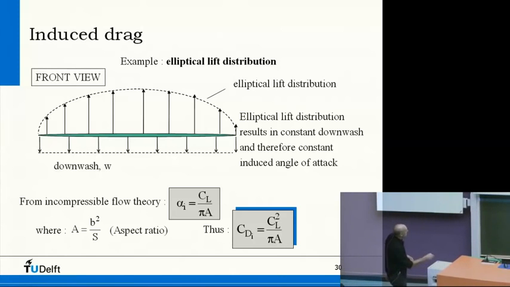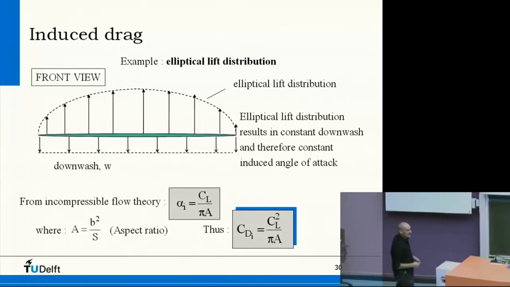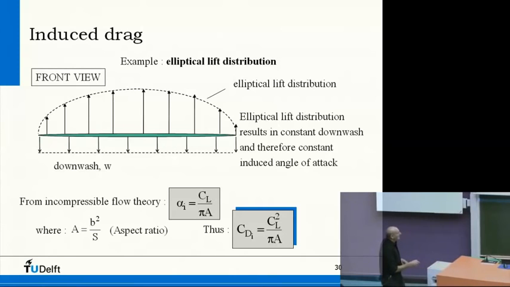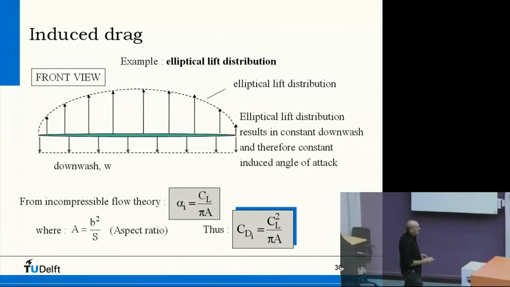From incompressible flow theory, we find this one. It's not so complex a theory, but it goes beyond this lecture. Alpha_i is C_L divided by pi times A, and A is the aspect ratio of the wing, which is b squared divided by S. If we put this in the equation on the previous slide, then we see C_Di is C_L squared divided by pi times the aspect ratio for an elliptical lift distribution. If we do not have an elliptical lift distribution, then we need a correction factor.